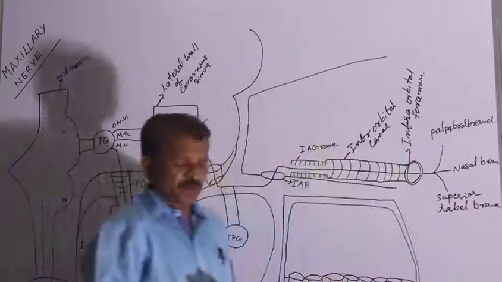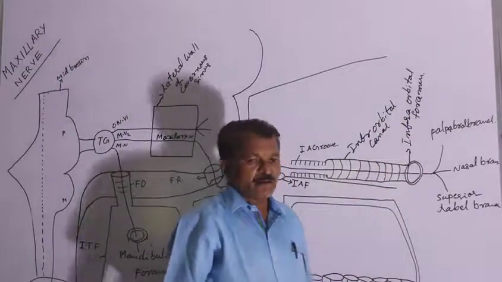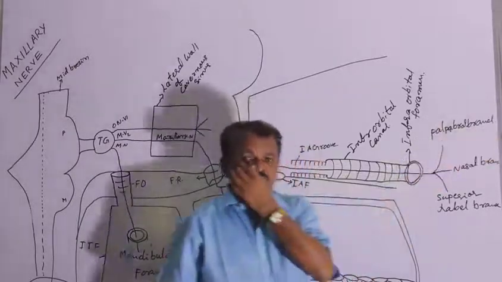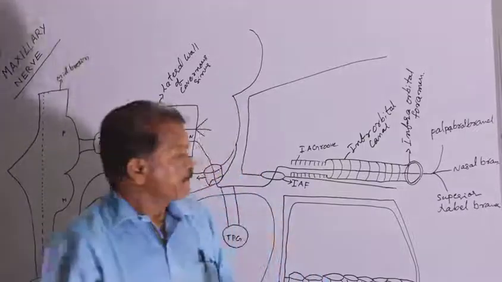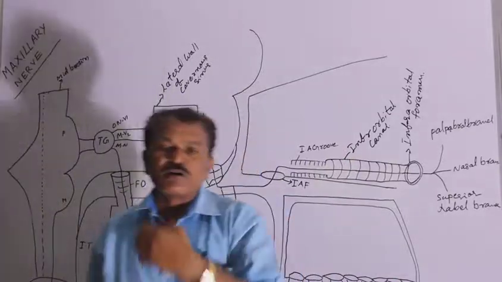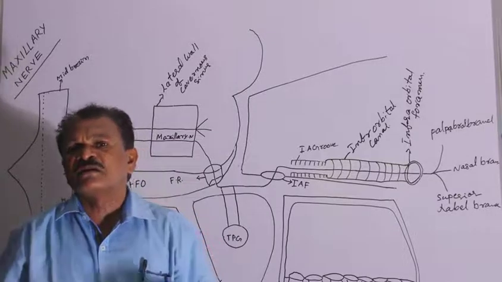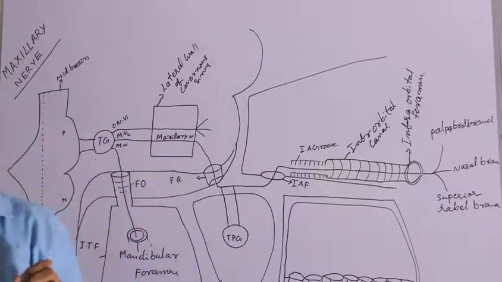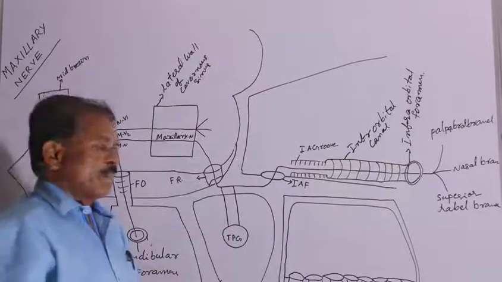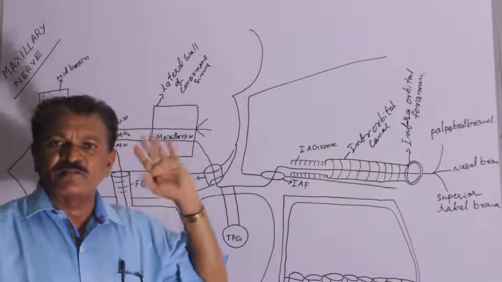When it comes out from the infraorbital foramen, immediately it is divided to give the three branches. The palpebral branch supplies the lower eyelid. The nasal branch supplies the nose, the lateral part of the nose. And the medial part of the nose is supplied by the external nasal branch, and that is a branch of the anterior ethmoidal nerve. The anterior ethmoidal nerve is a branch from the nasociliary.